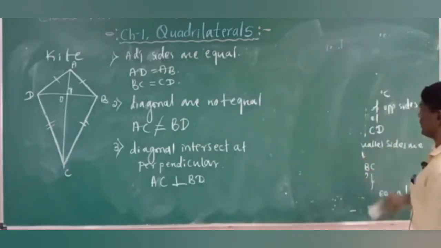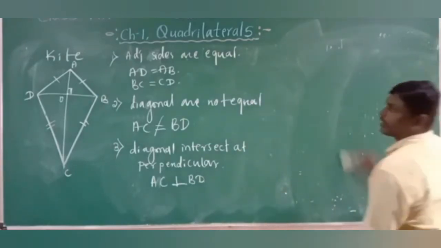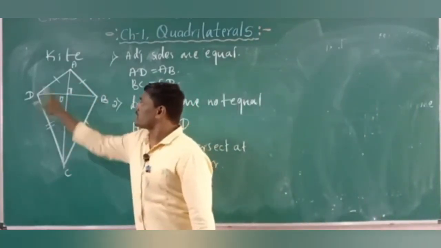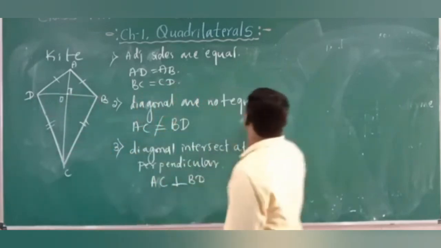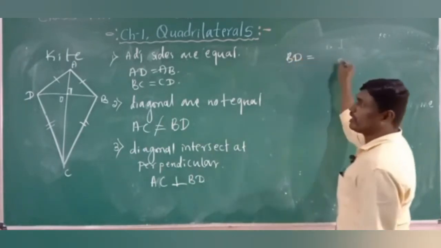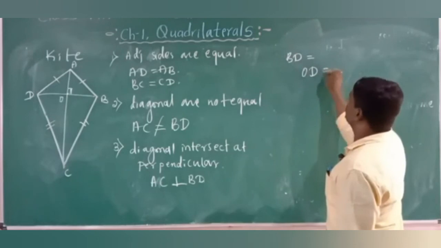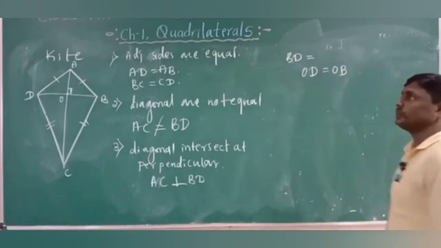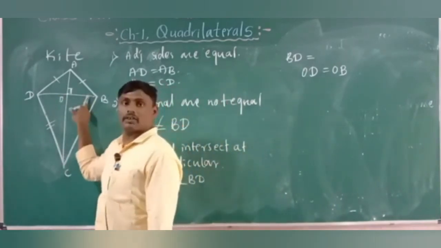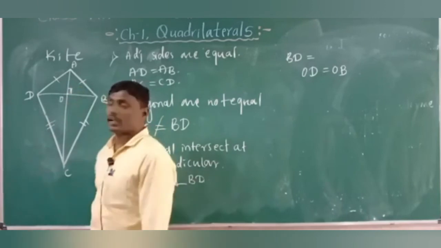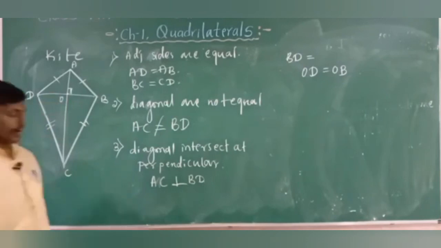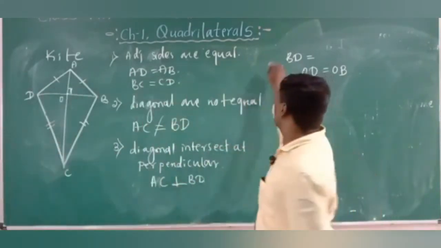Next, the fourth property. In this given diagram, AC is a diagonal. This diagonal bisects the other diagonal into two equal parts. It means the diagonal BD is divided into two equal parts, that is OD is equal to OB. The diagonal passes through the other diagonal and bisects it into two equal parts. So this is the fourth property of the kite.